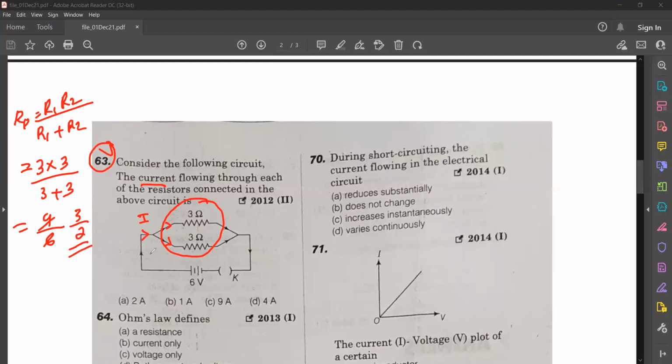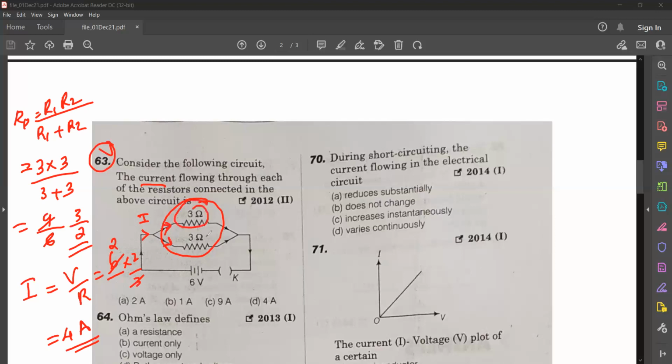Now, what is the current through the circuit? Current through this circuit is V by R. So voltage is 6 divided by R, which is 3 by 2. So that will become 2 by 3 if you write like this. So current is 4 amperes. This current reaches here and it divides into 2, isn't it?